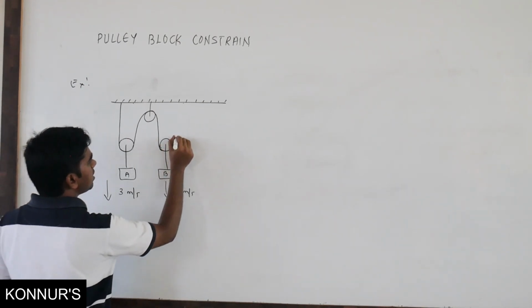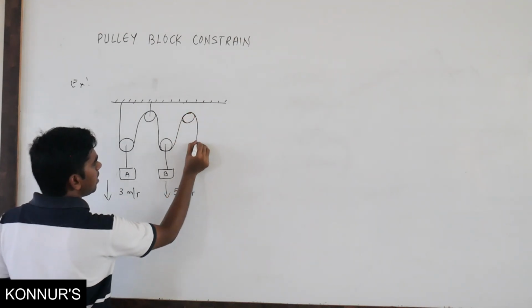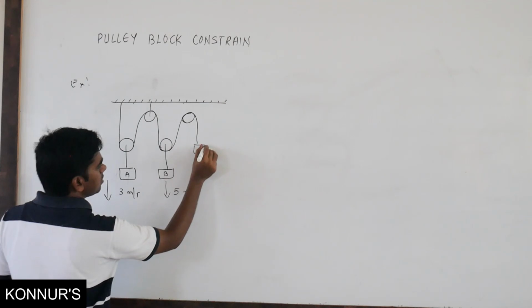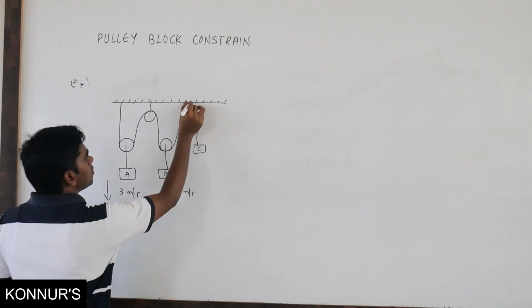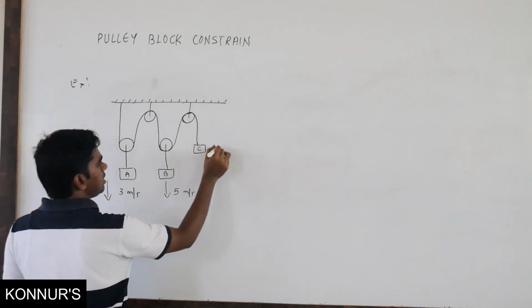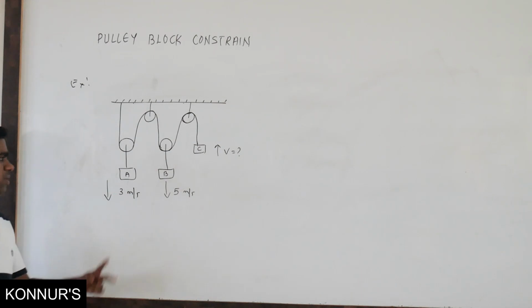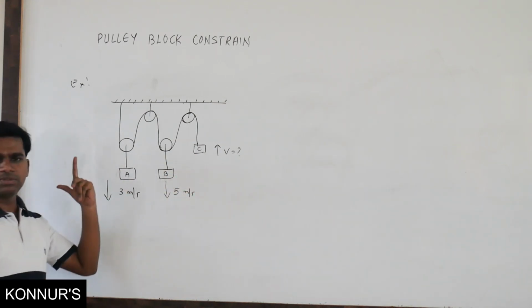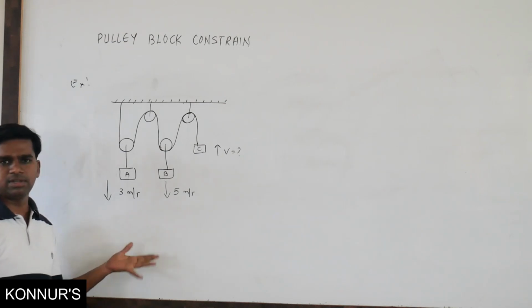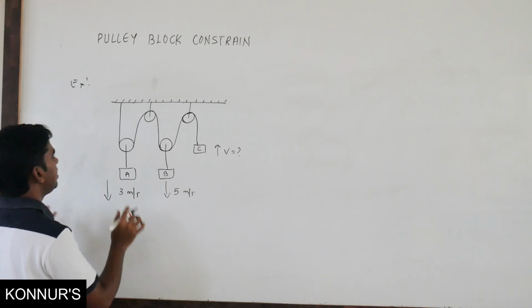So from here it is connected to another pulley, and from here one mass is connected, say you can say it is C. So they are asking what is the velocity of this C. They have given velocity of A and B, they are asking velocity of C. Here I will not use the pulley method, I will use the tension method. You can use pulley method also, we'll see what tension method will give.